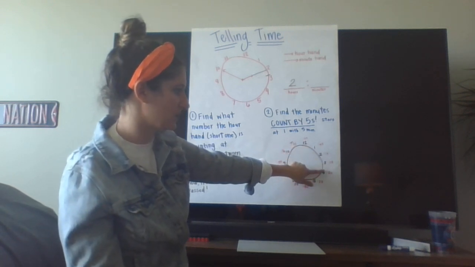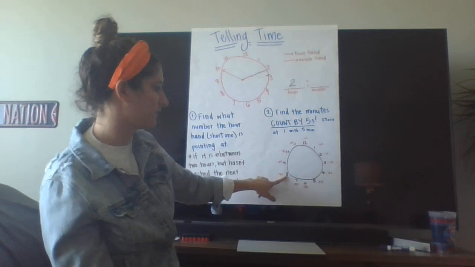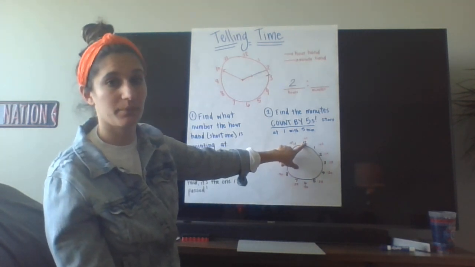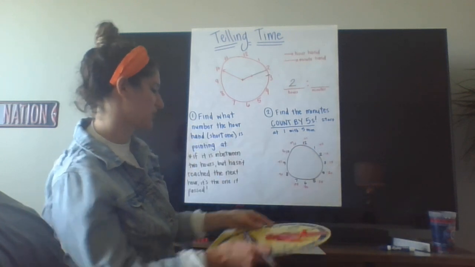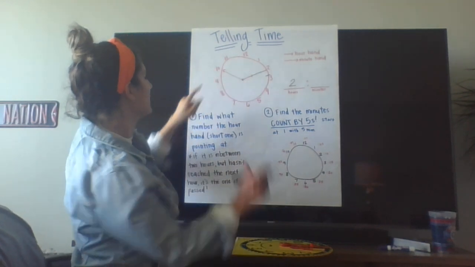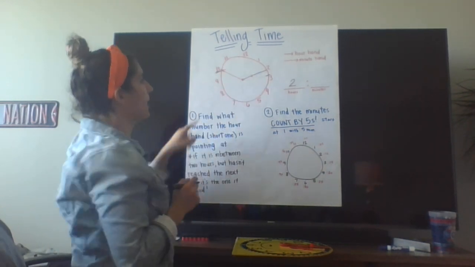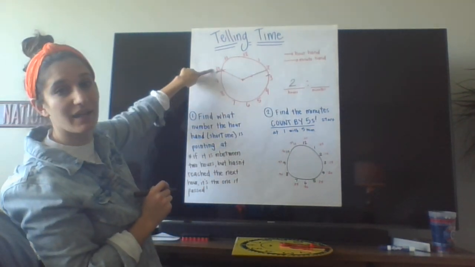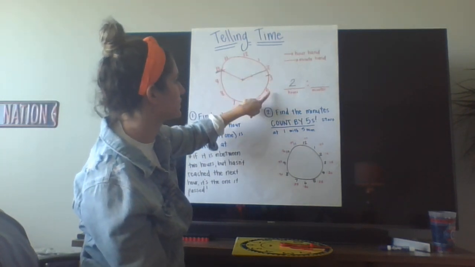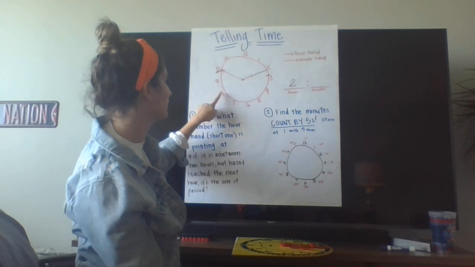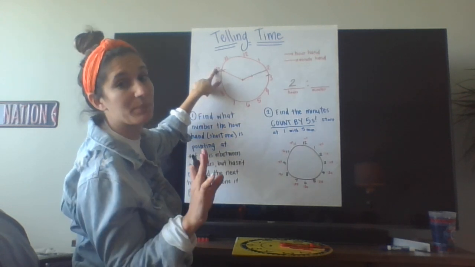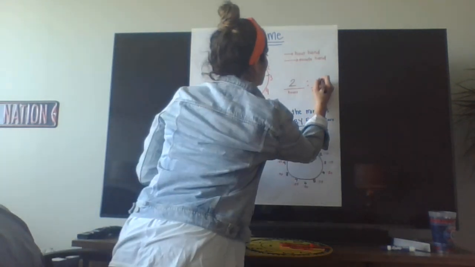5, 10, 15, 20, 25, 30, 35, 40, 45, 50, 55, and this would be a new hour. Okay, so I want you to watch how I'm going to do this. I start at 1, and my minute hand is pointing right here. So I'm going to count by 5s until I get there. 5, 10, 15, 20, 25, 30, 35, 40, 45, 50. I'm going to stop because that is where my minute hand is.